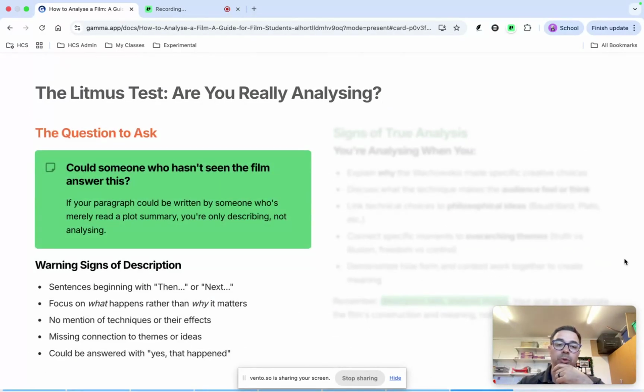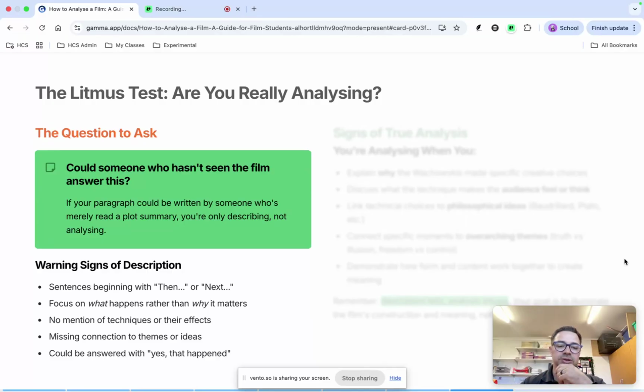So a couple of ways to check if you are actually analyzing. Could someone who hasn't seen the film answer this? If your paragraph could be written by someone who's merely just read the plot, you're only describing it. You're not analyzing it. It goes much deeper into the actual elements that we're talking about in terms of this analysis. If you're just summarizing the plot, then someone who hasn't seen the movie would pretty much understand what you were saying, right? You're just telling a story.